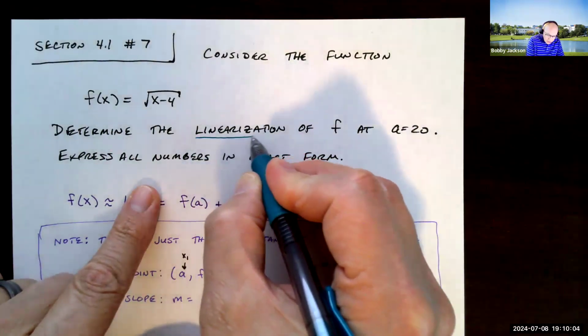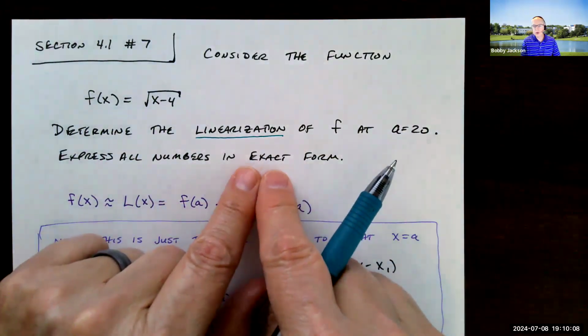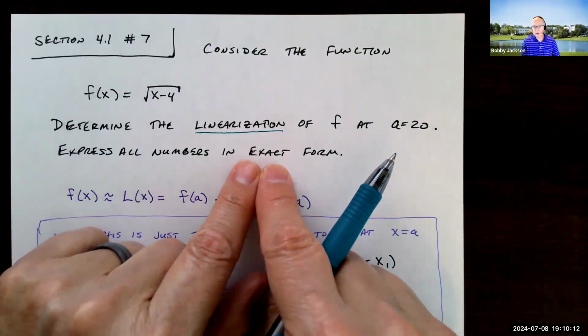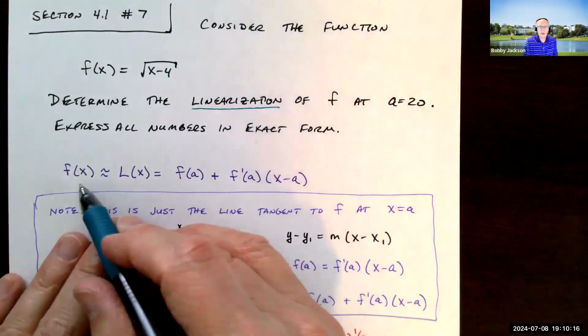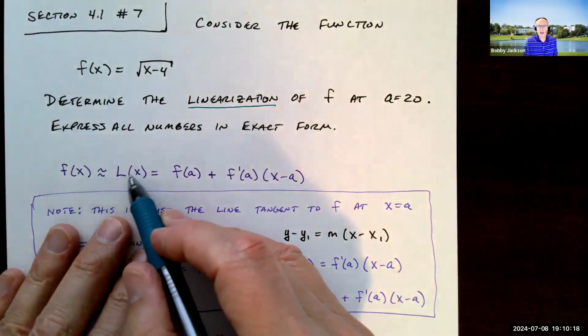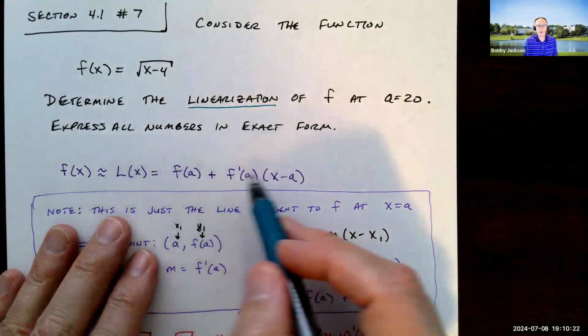Express all numbers in exact form, so in other words, no decimal approximations. You want to give exact values. So what is the linearization? Well, the linearization of the function is L of x, which is equal to this. Now, you can memorize this formula, but what's going on here?